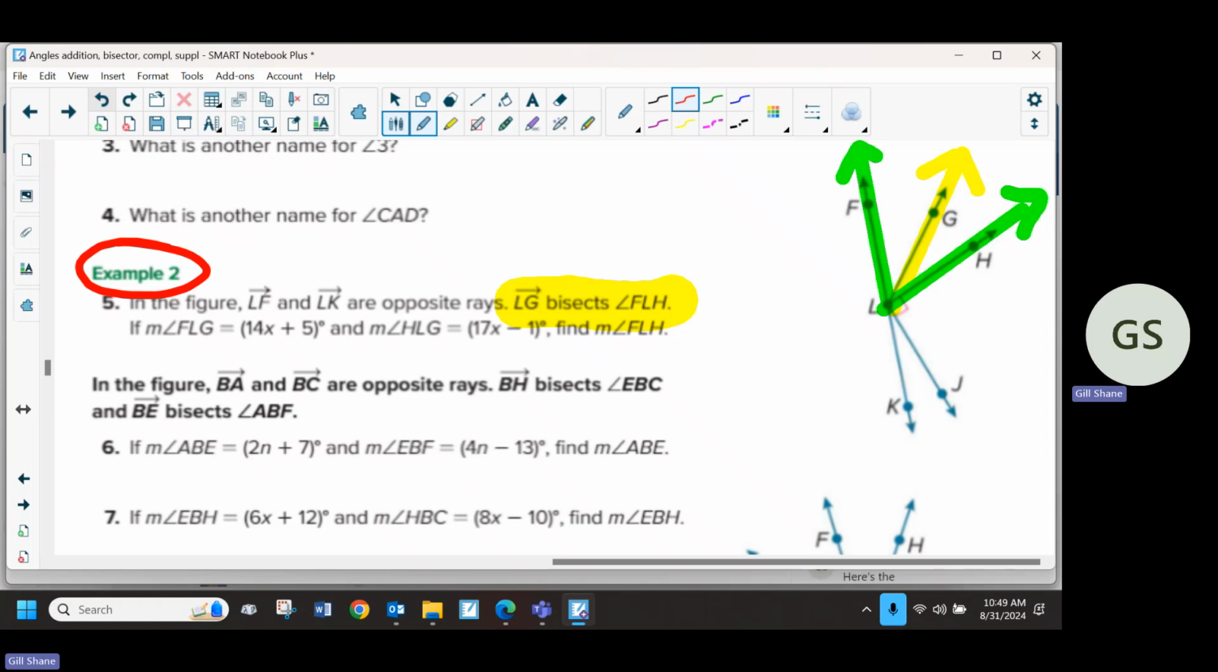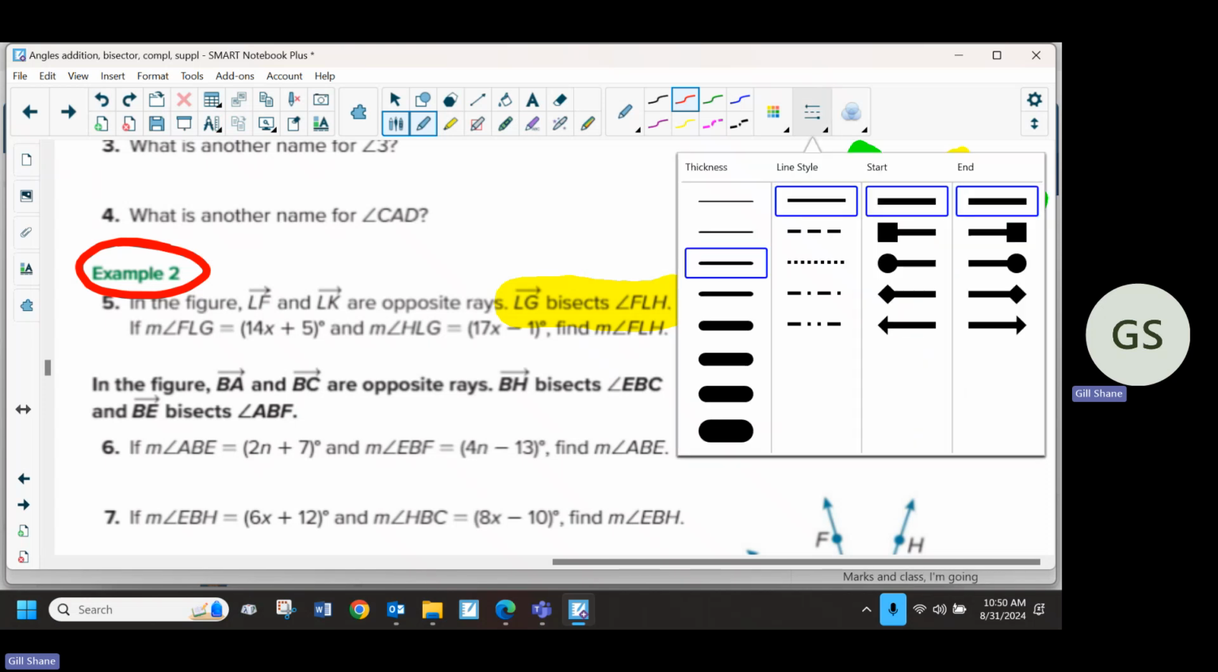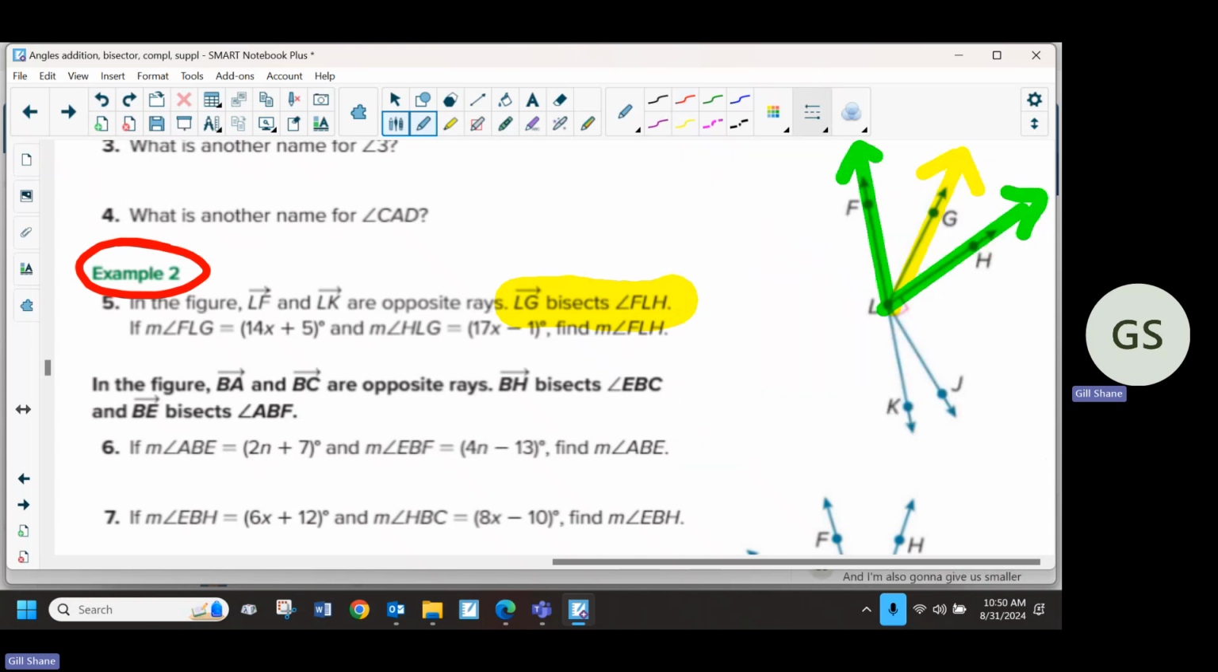Here's the concept that you need to connect. If I just bisected that green angle, and we've used congruence marks in class, so I'm going to use them here, and I'm also going to give a smaller thickness. That yellow line bisected the green angle, which means these two angles are congruent. That's the definition of bisect. We said congruent means they have the same measure. It could be same length if we're talking about line segments, but we're not here. It means that they are equal.